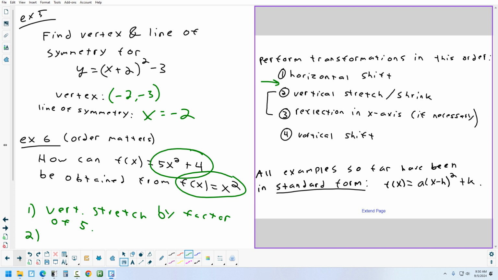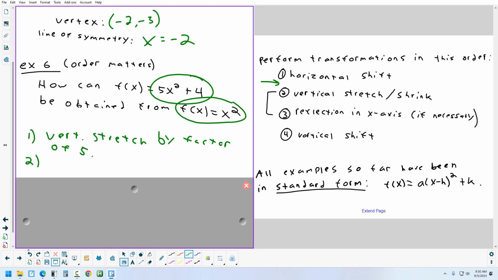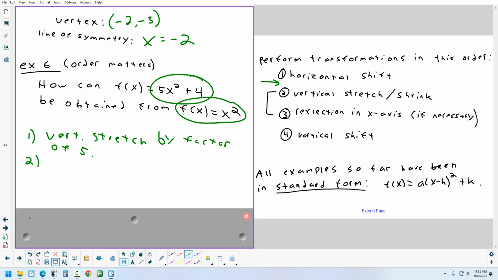Bella, do we have a vertical shift? Yeah, that's the 4. That's the +4. So adding or subtracting a number on the end, vertical shift. Can you tell me which way it's going to move? Up 4. Yep. So let's say shift up 4.